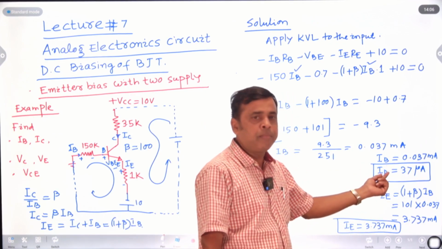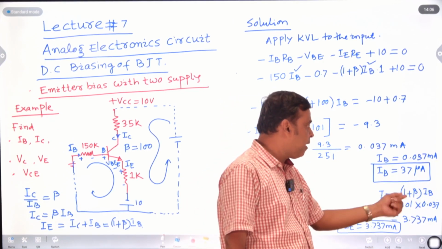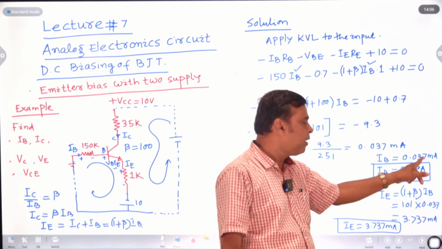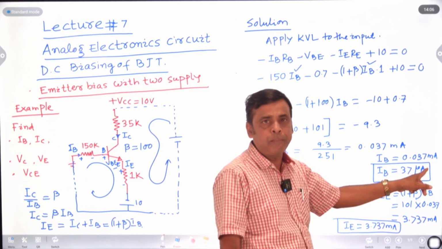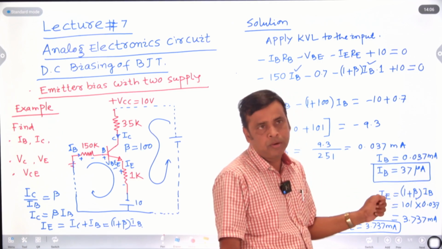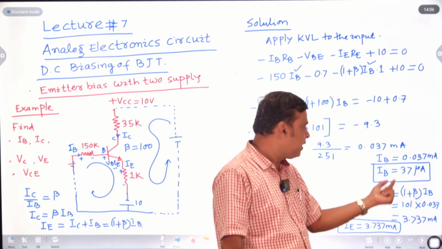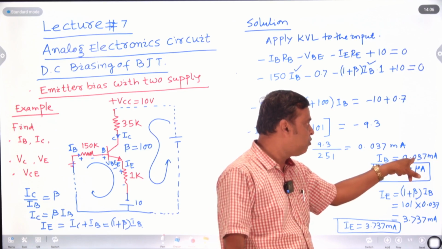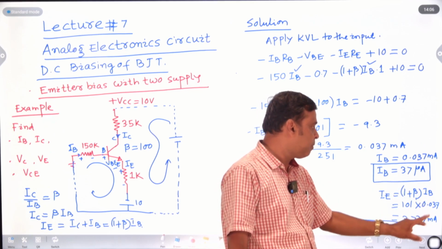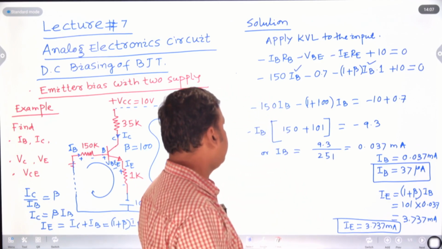milliampere. Once you get IB, immediately convert it into emitter current, because emitter current equals (1 plus beta) times base current. 1 plus beta is 100 plus 1, that is 101, into 0.037. Why am I choosing this one? Because emitter current must be in milliampere. Here IB is expressed in milliampere, there in microampere. If the question asks to find IB, you should mention it in microampere. But we need IE in milliampere, that's why I am taking IB equal to 0.037 milliampere. Simply 101 into 0.037, the value will come to 3.737 milliampere. It is nothing but your emitter current.